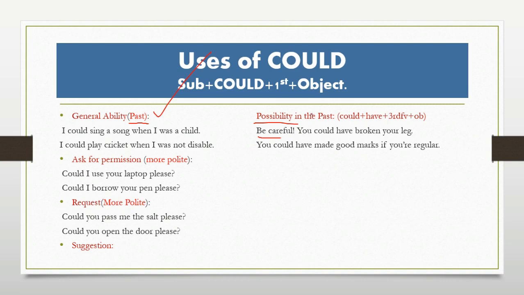You could have made good marks if you were a regular student. You could have made good marks if you were a regular student. Got it? So I hope you have got the idea about could. If you have problems, you can simply write it in the comment box, and I can answer those questions. Okay. For example, suggestion: we could go to... For example, someone asks you for suggestions, so you can give a suggestion.